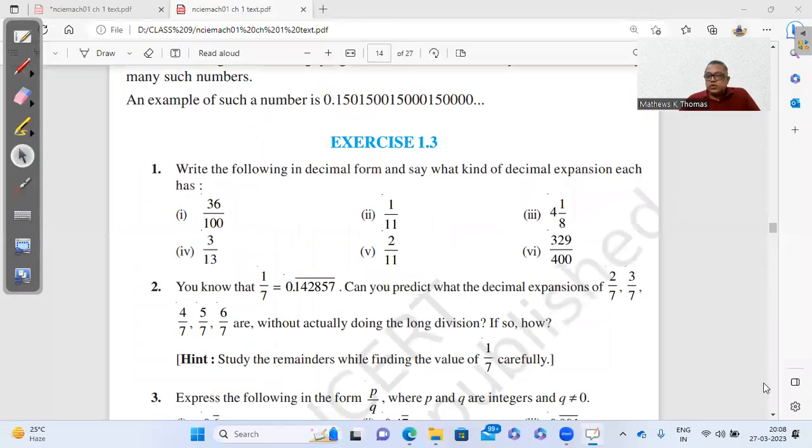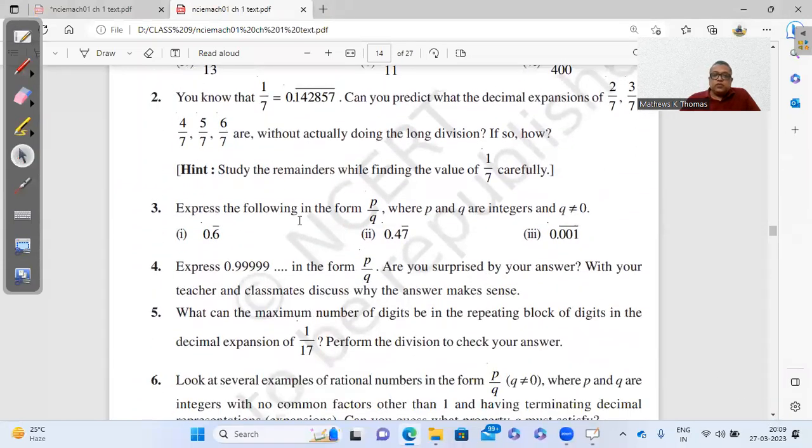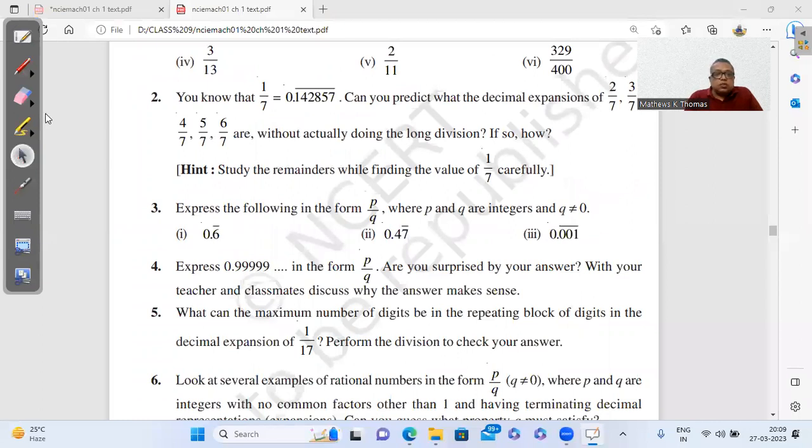Okay, so we've got question number 2. Now question number 3, expressing the following in the form of P by Q. So 0.6 bar, the first question is 0.6 bar. So 0.6 bar is easy. I told you when there is 0 point something, the easy method is just divide by 9.